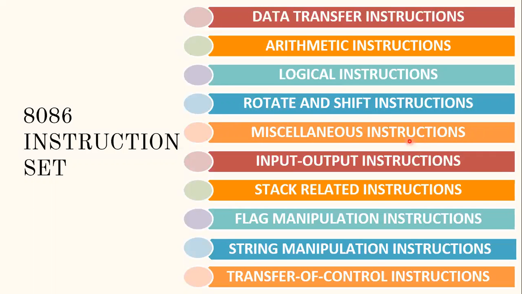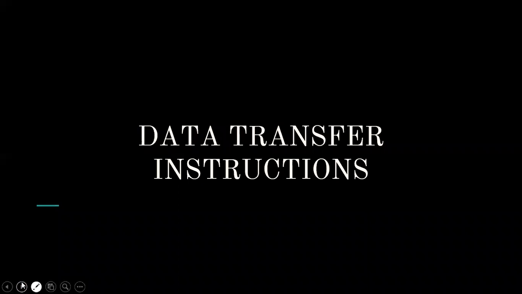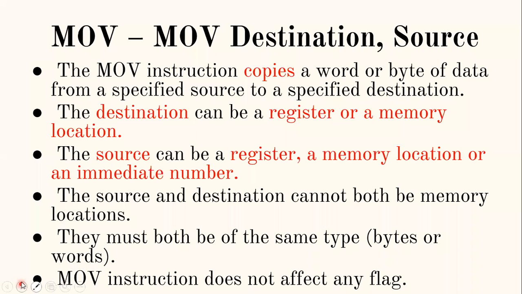Some miscellaneous instructions. Then input and output instructions, which are related to the data transfer of input-output ports with 8086. The stack related instructions, the flag manipulation instructions, string manipulation instructions, and transfer of control instructions. So these are the types of instructions in the instruction set of 8086, out of which in today's lecture, we will be concentrating on the data transfer instructions. So let us see the data transfer instructions.